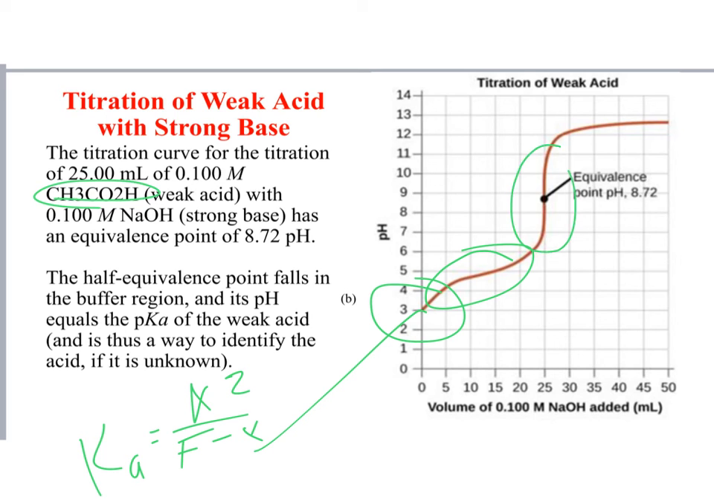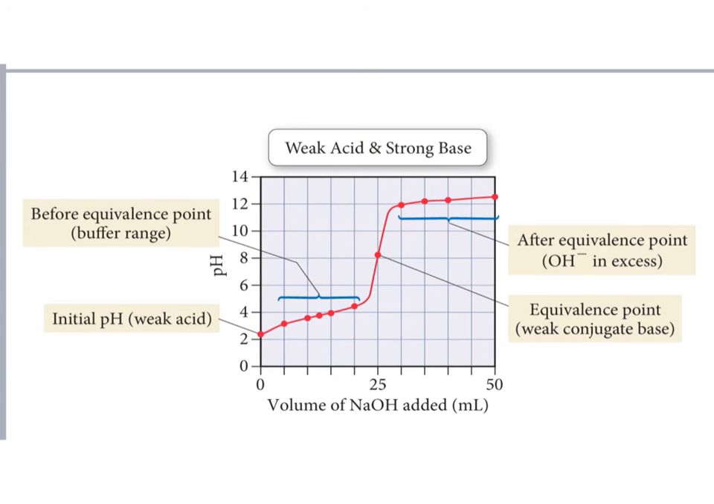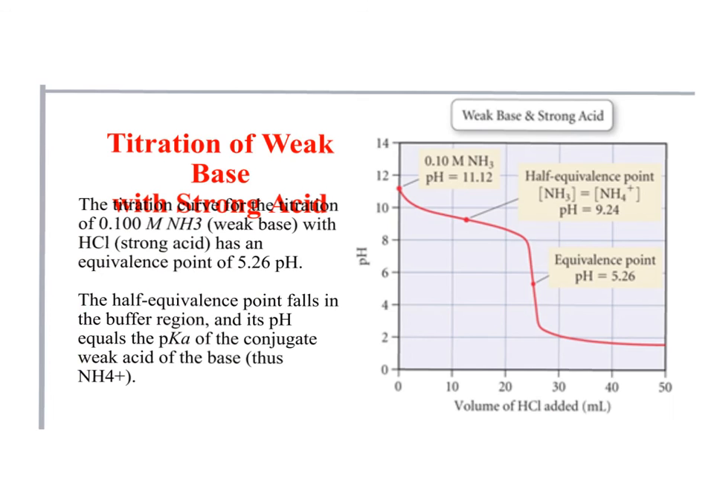And then at the equivalence point, what actually happens is you've created acetate. And so now you would use the Kb for acetate, where again, x squared over F minus x, right? And we could figure that one out. And then this one goes back to the previous where it's just excess OH. Right, so here they have it. The initial is the weak acid. Here's the buffer region. Here's the equivalence point with the weak conjugate base. And here's excess OH minus.